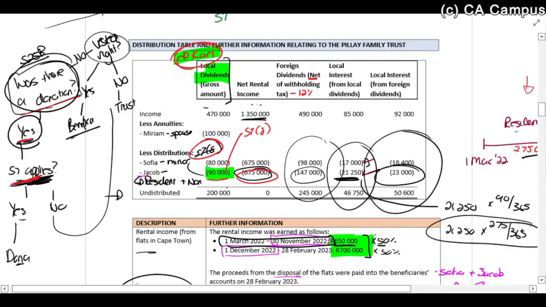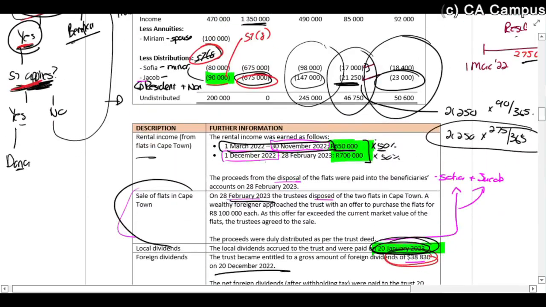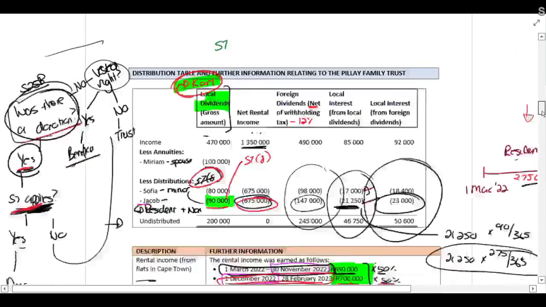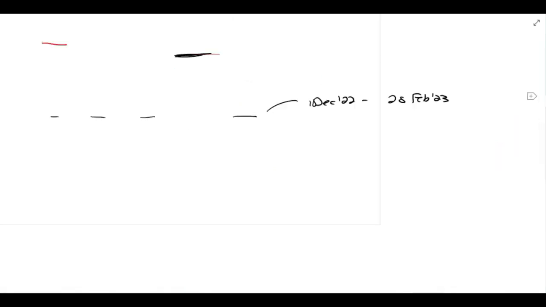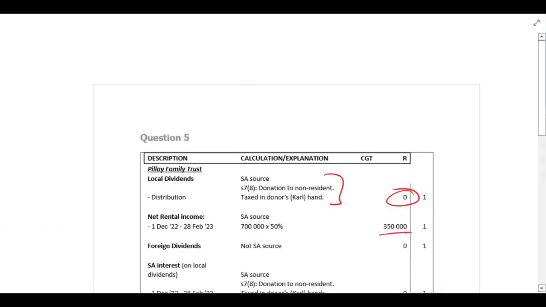Right, then the 675 over there. Remember, we said he's entitled to 50% of the amount from the 1st of December till 28th of February. So that's 700,000. This is from a South African source. It is from a trust, but there was no donor here because it came from his grandfather's last will and testament. So he will be taxed on it.